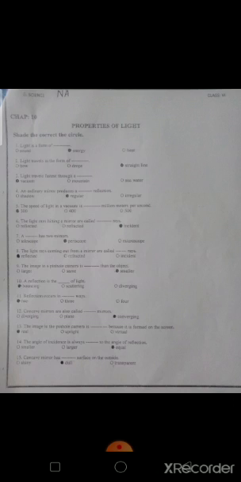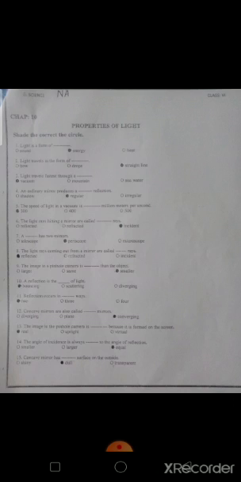And the fourth one is: an ordinary mirror produces a dash reflection: shadow, regular, or irregular. Three options are given, and the correct option is regular. An ordinary mirror produces a regular reflection.